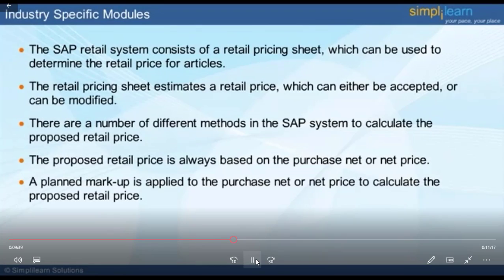A planned markup is applied to the purchase net or net price to calculate the proposed retail price. For example, IS Retail, IS Oil and Gas, IS Utilities, IS Banking. Let us now learn more about the new dimensional modules in the next slide.